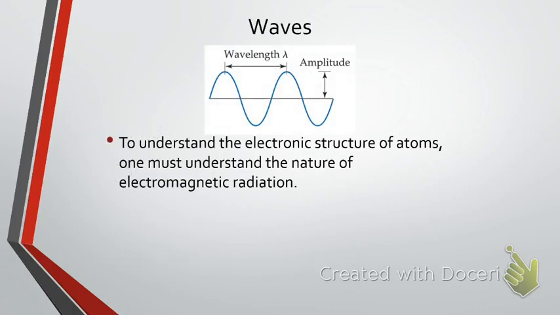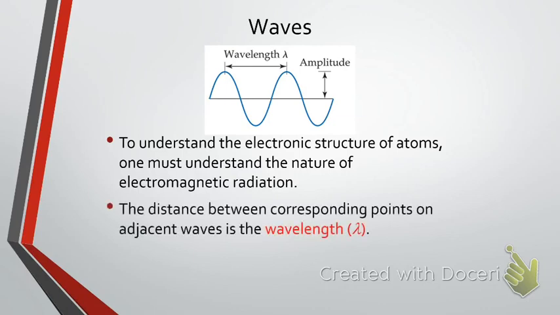So, first, to understand the electronic structure of atoms, so the way that the electrons work, you have to really understand the nature of what's called electromagnetic radiation, which sounds really scary. But in reality, this is everything from visible light to X-rays to radio waves, microwaves, and they're all related. And some of the terminology that's going to be used has to do with wavelength, amplitude, and frequency.